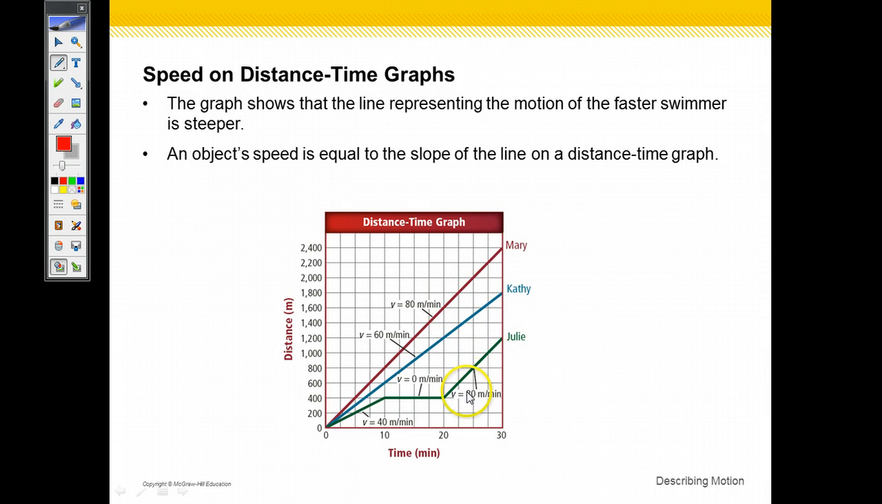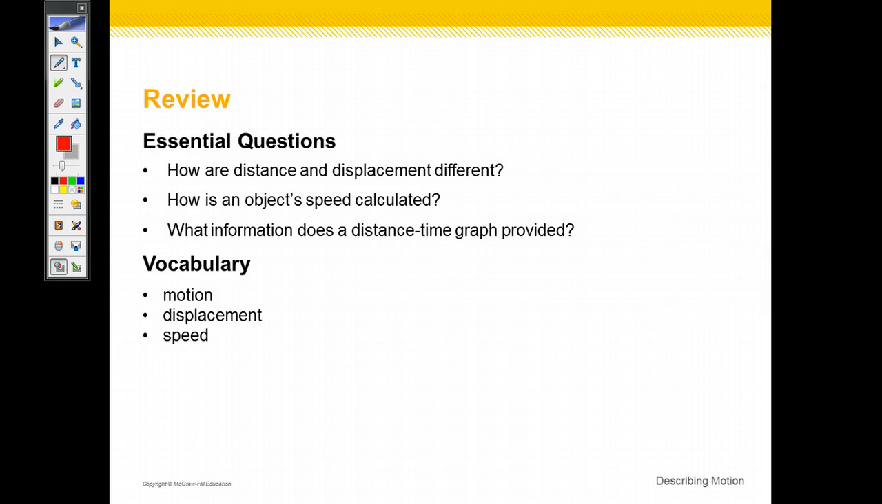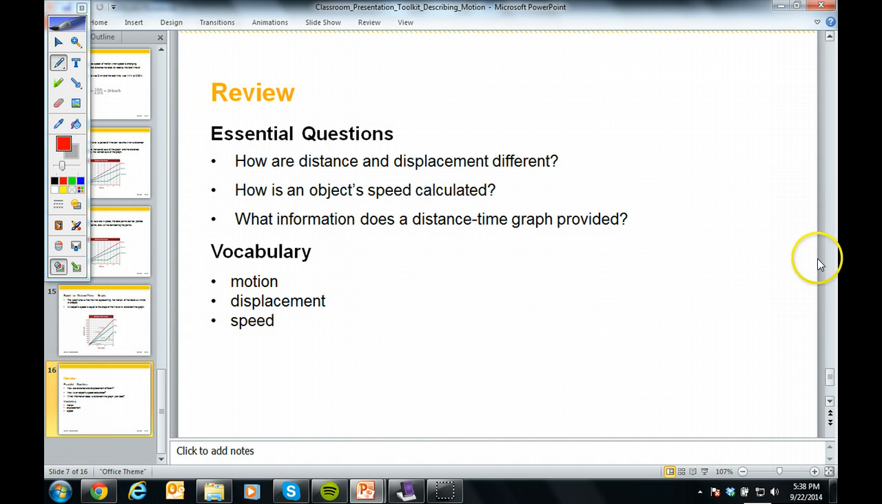And look at the slope. They are the same. The graph shows the line representing the motion of the faster swimmer is steeper. The object's speed is equal to the slope of the line on a distance time graph. So there are our essential questions and vocab again.